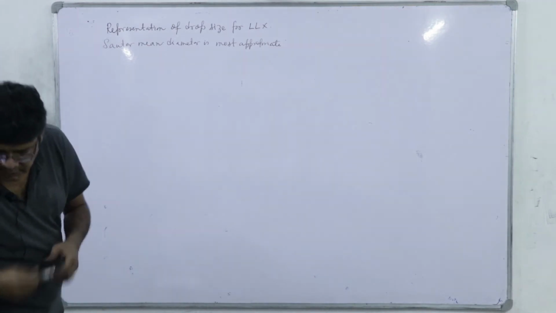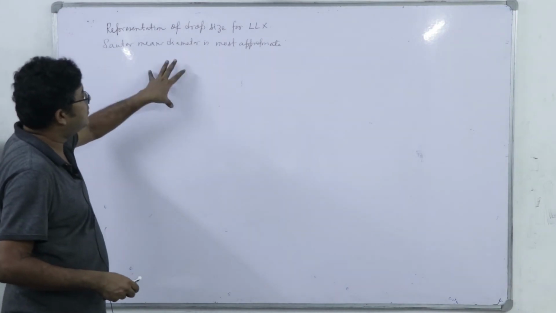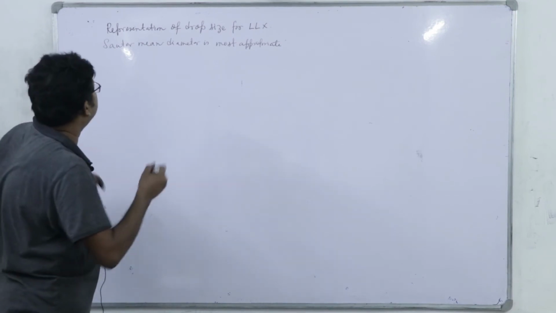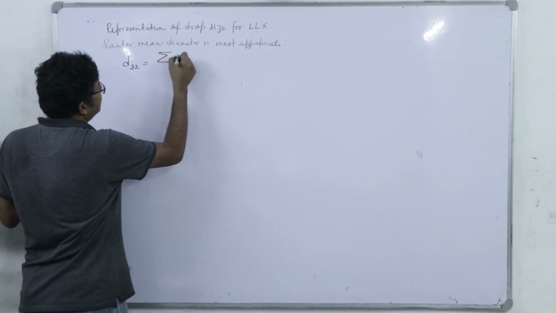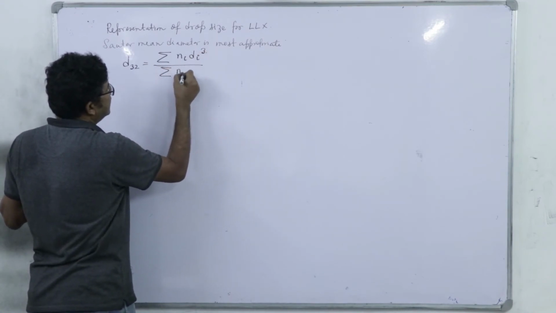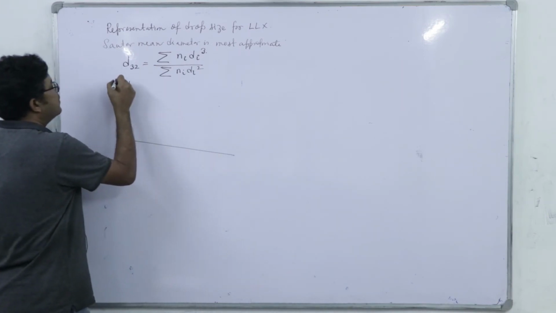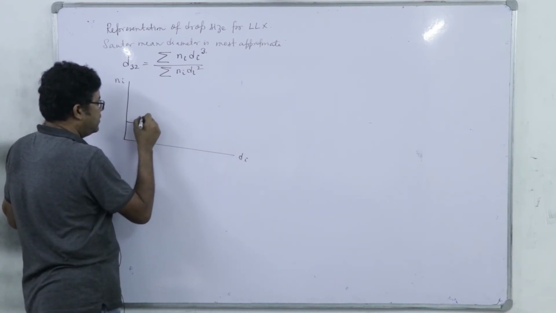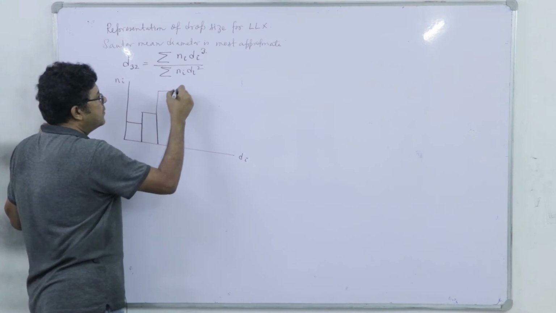Right. So, why is the Sauter mean diameter appropriate? Here the volume is important because the volume determines the loading, and at the same time the surface is important. So, D32 is defined as sum of Ni Di cubed divided by sum of Ni Di squared. Let us say we have the number distribution like this for different groups.